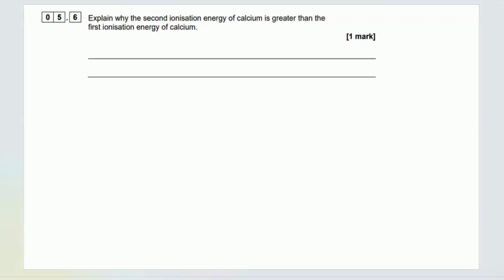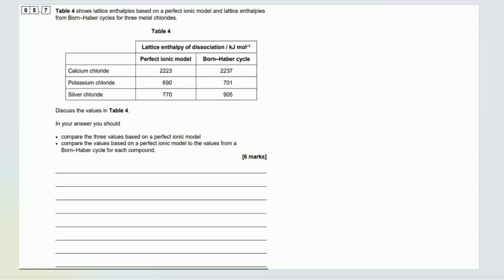Right, let's move on. We're nearly done with this question. So we just got a disgusting 6-mark question, which I don't have a lot of space to fit in, but let's go for it. Table 4 shows the lattice enthalpy on a perfect ionic model and lattice enthalpies from the Born Haber cycles for 3 metal chlorides. So we've got calcium chloride, potassium chloride, silver chloride here on the left-hand side of the table. We then have their enthalpy of dissociation when you look at the perfect ionic model. Okay, so when you assume that they are spheres, that is what the perfect ionic model is. It assumes that they are complete spheres.